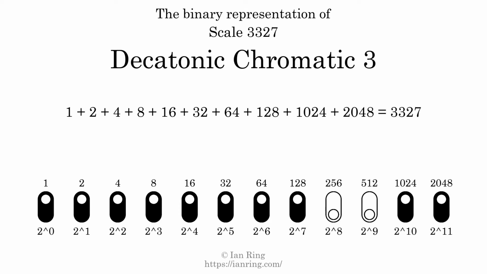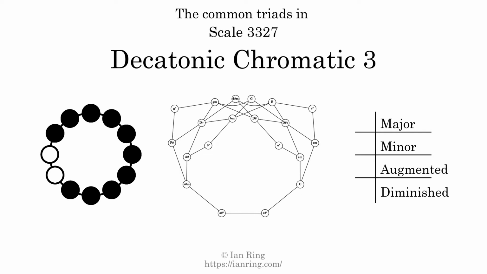3327. The scale number not only enumerates the scale with a unique index, but it also literally describes the tonal content of the scale. Represented as a binary number in base 2, the scale number is 110011111111. Here are the common triads present in this scale.